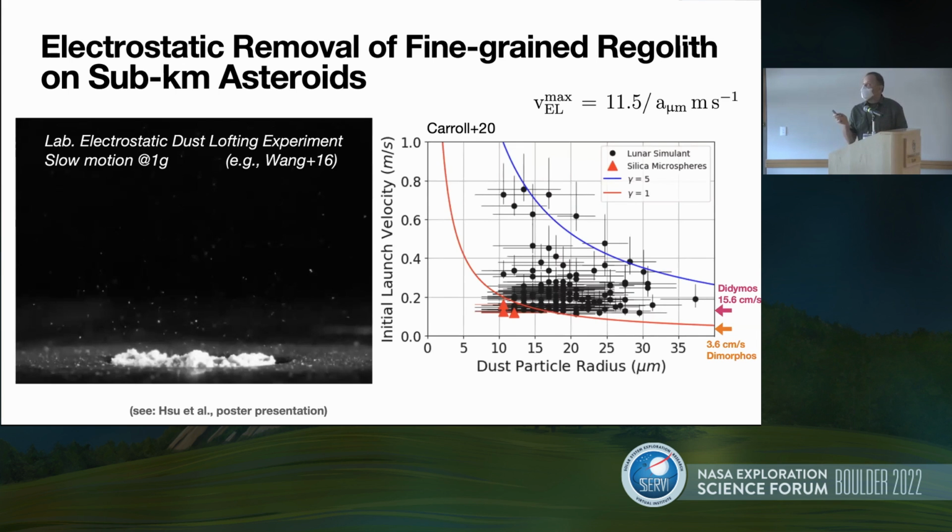What should be taken from here is, as a function of dust particle radius, the initial launch velocities are kind of modest. It's 11 divided by the radius in microns, meters per second. So, sub-meter per second. But what you have to remember on these tiny objects that are a kilometer across or less is that this is actually exceeding the escape speed. Just by the sun shining on these surfaces, being exposed to the solar wind flow, electrostatic processes can simply remove tiny particles from the surface.